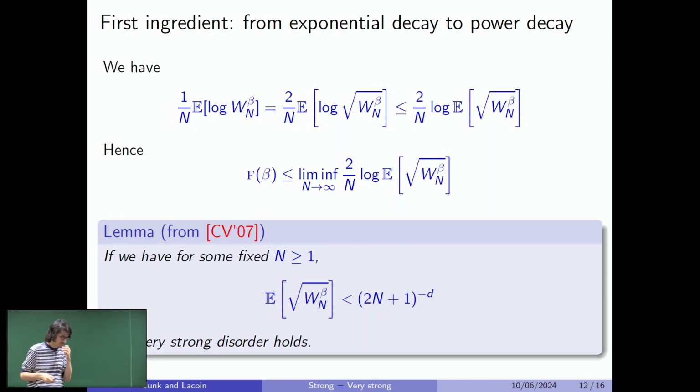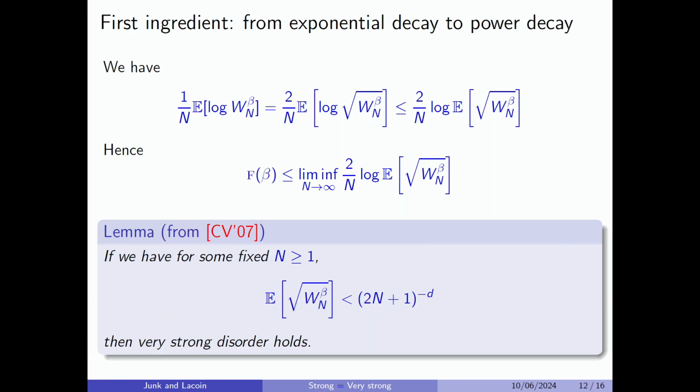Okay, so let me try to give you some ingredients about how we prove that strong disorder implies very strong disorder. You assume that you have strong disorder and you want to prove that Wn decays exponentially fast. One first thing is that the free energy is the limit of the expectation of the log.